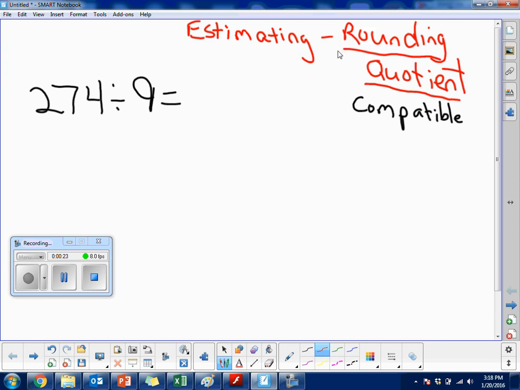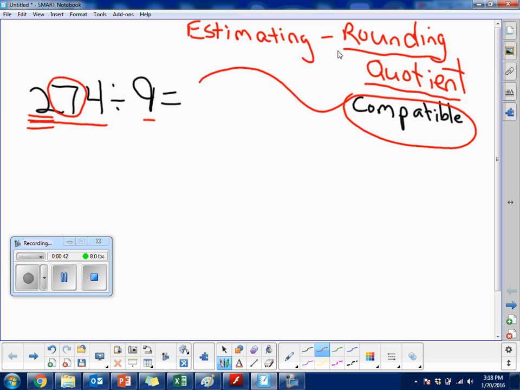Here we have the number 274 divided by 9. And what we want to do is figure out which one of these numbers are compatible with that 9. So if we start first over at the hundreds place, we know that the 7 is going to make this 2 round up to a 3 and change it to 300.